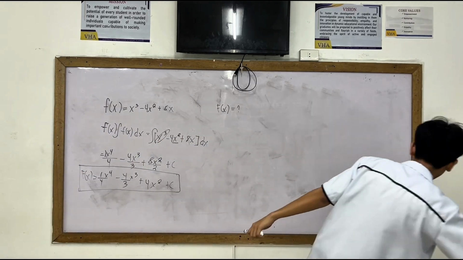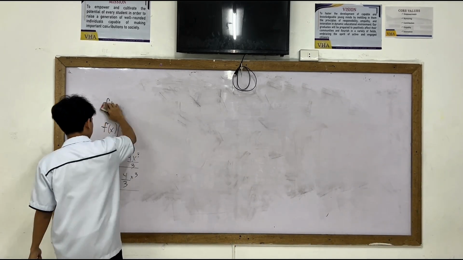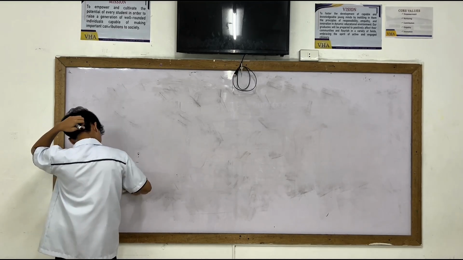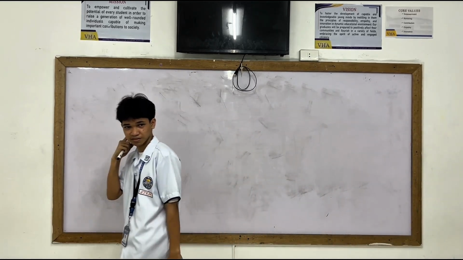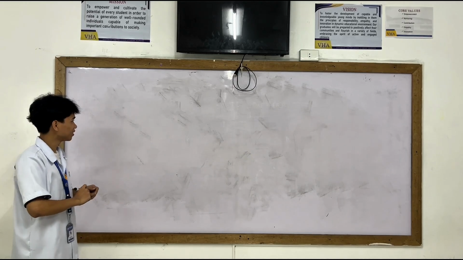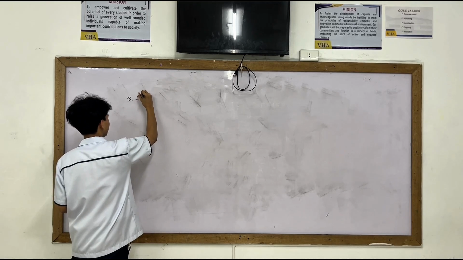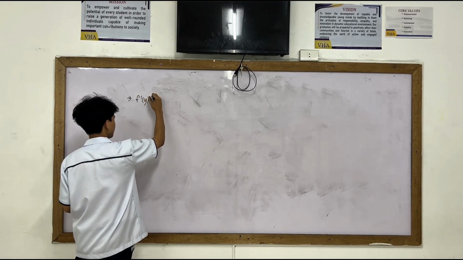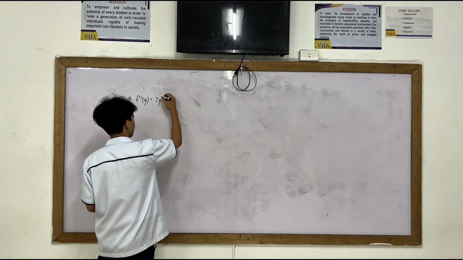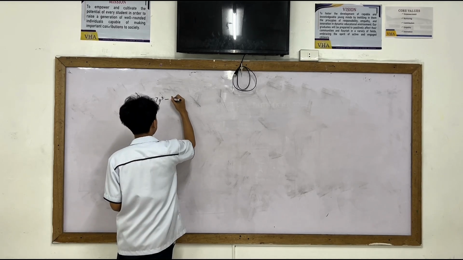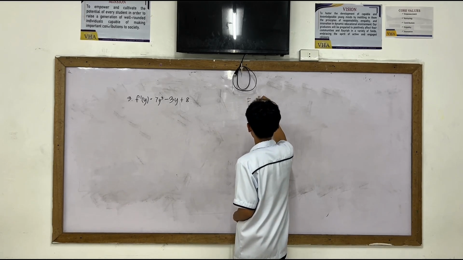Next example is f prime of y is equal to 7y raised to 3 minus 3y plus 8, and we're gonna find the capital F of y.